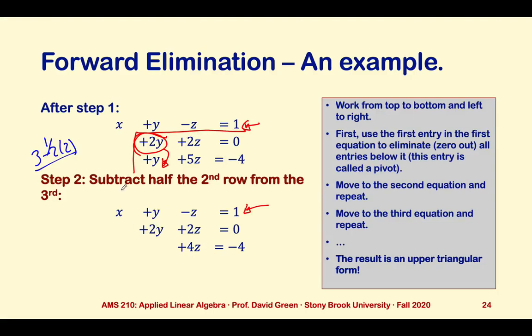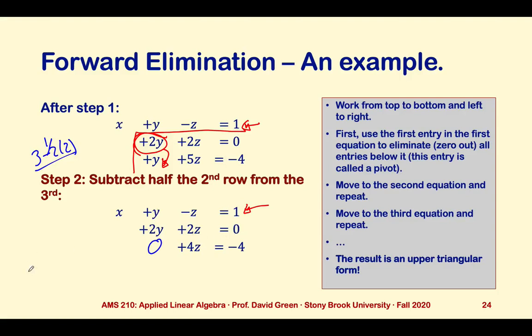And that's exactly what we do here. Y minus half of 2y is, of course, 0. This gives us our 0 in this position. 5z minus half of 2z, 4z. Negative 4 minus 0 leaves us a negative 4.